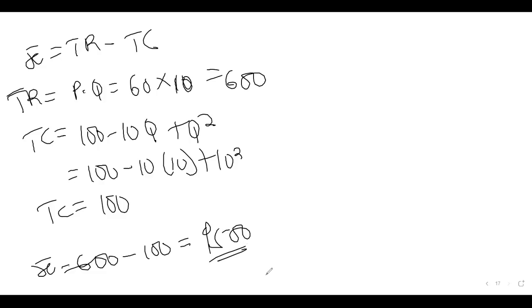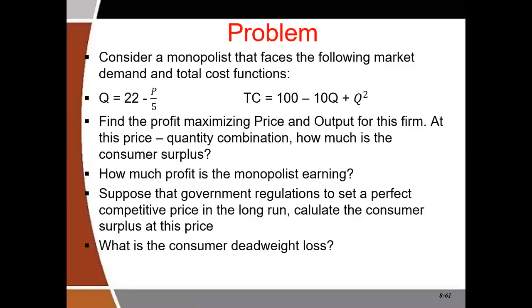The next requirement of the question is: suppose that the government sets regulation to set a perfect competitive price in the long run. Compute the consumer surplus. So if the government forces the firm to be a perfect competitive firm in the long run, compute the consumer surplus.